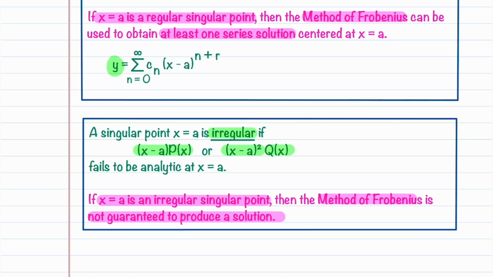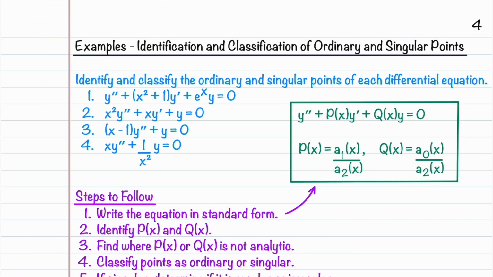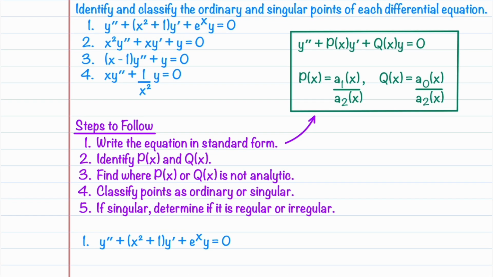Let's now look at some classification examples. We're going to walk through 4 examples where we are going to identify and classify ordinary and singular points of a second-order ordinary differential equation. To make things easier, I've written down 5 steps that we can follow, and we'll go through these steps one by one as we walk through each example.